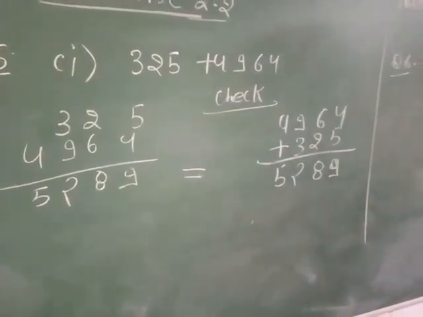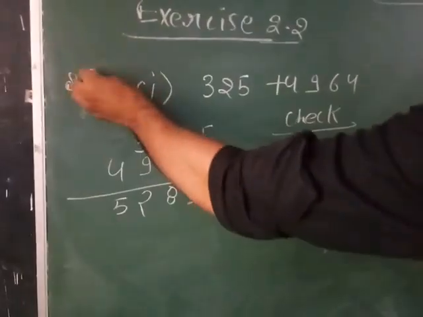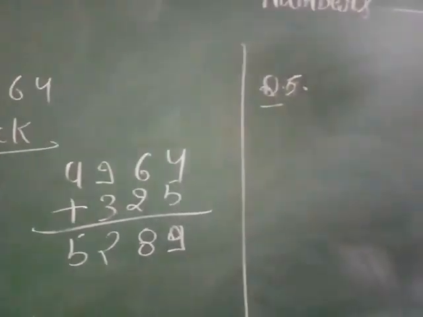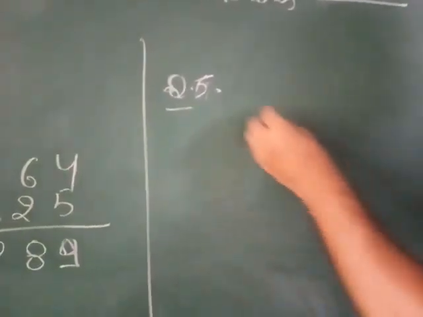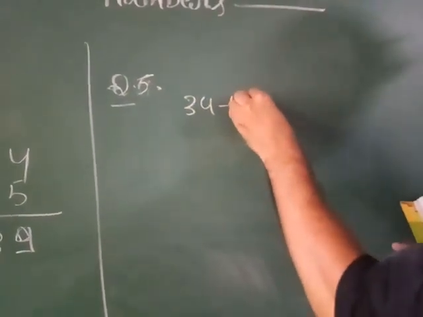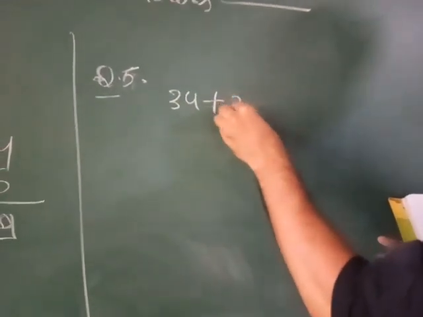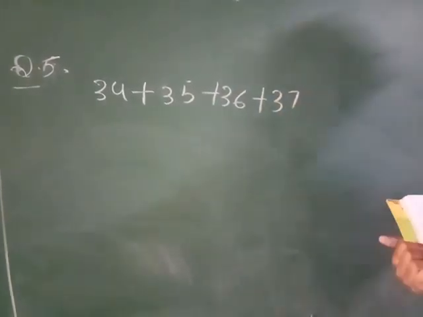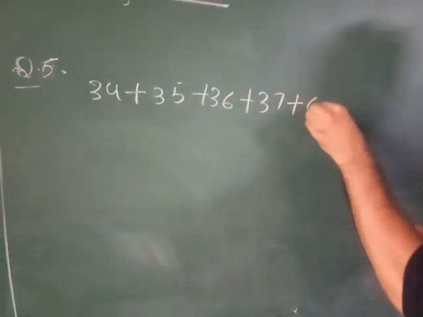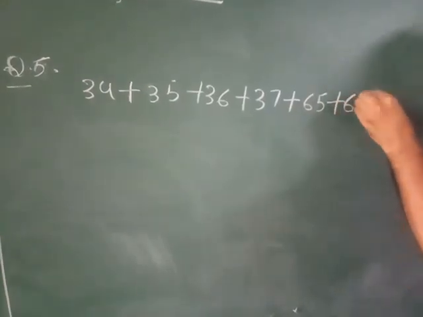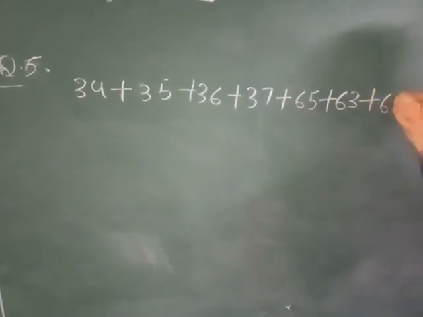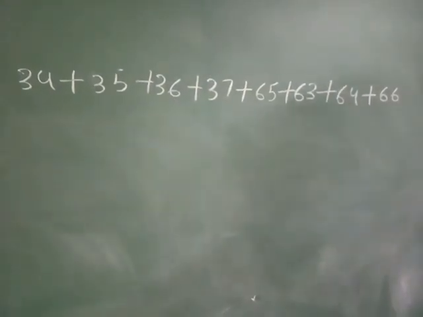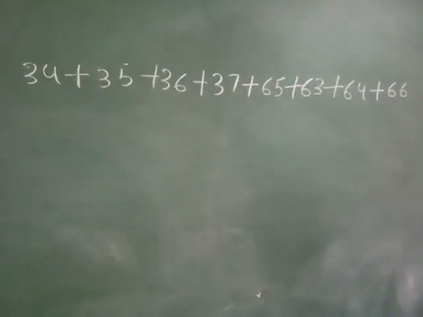Now this is question number 4 and this is question number 5. Find the sum by suitable rearrangement. Some numbers are given: 34 plus 35 plus 36 plus 37 plus 65 plus 63 plus 64 plus 66. We have to rearrange the numbers to make a combination of 100.